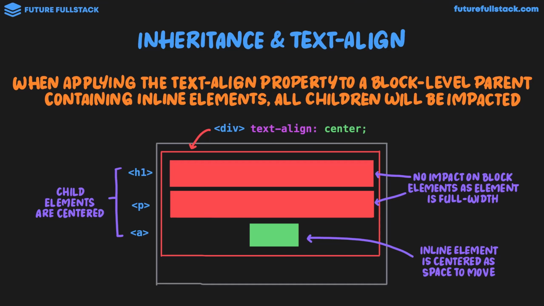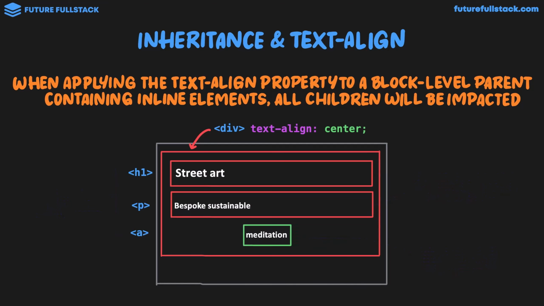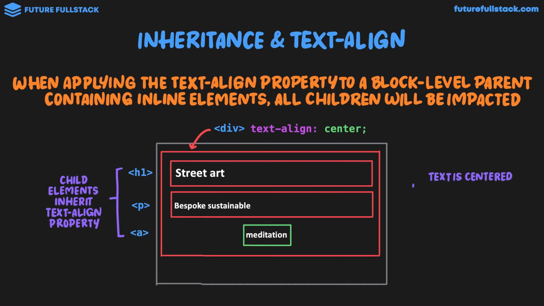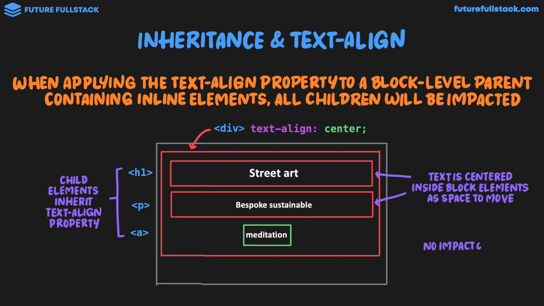So let's now have a look at the second thing going on. The second thing happening is that child elements inherit the text-align property. And again, inheritance is when we're passing on the property from parent to child. It's like the H1 and paragraph now have text-align applied directly to them through inheritance. And this is just now the standard behavior we've seen before, where text is centered inside block elements as there's space to move. So the second thing that would happen is our text inside our block elements, H1 and paragraph, will center. And there's no impact on inline elements as text has no space to move. Again, this is just a regular behavior we've always seen.